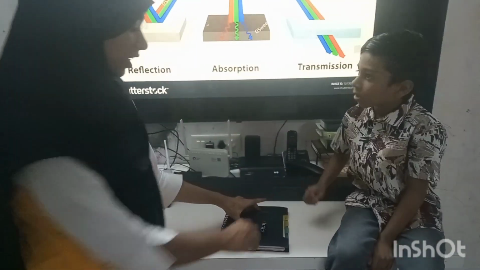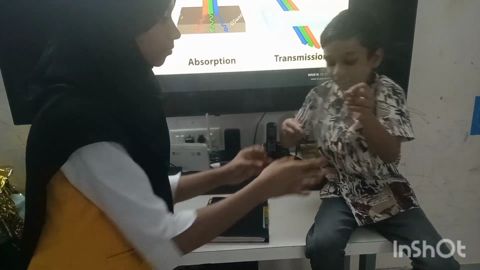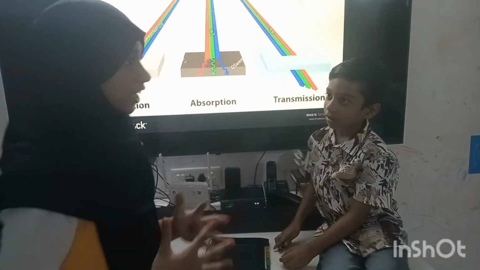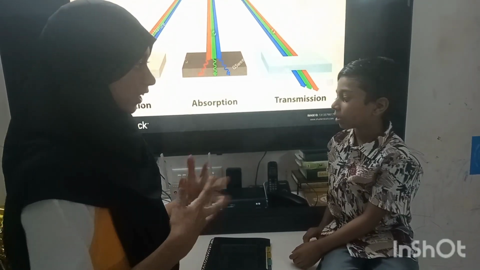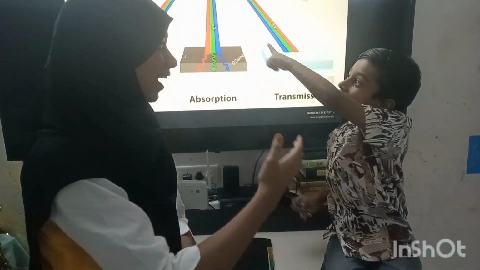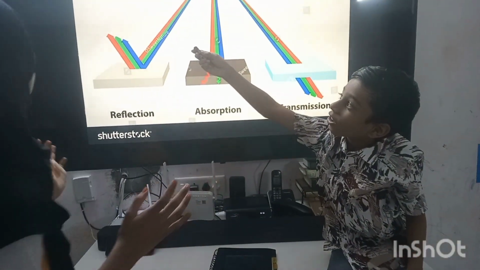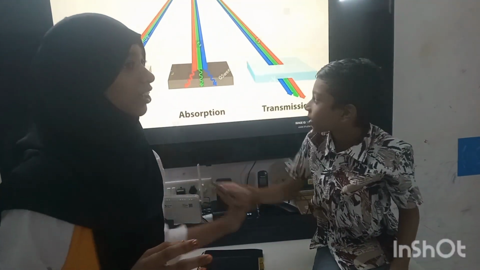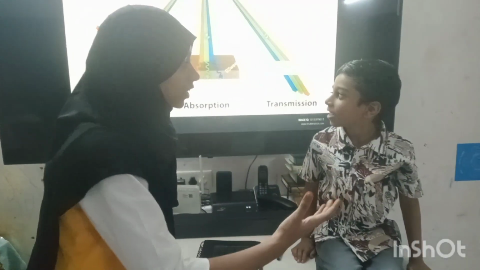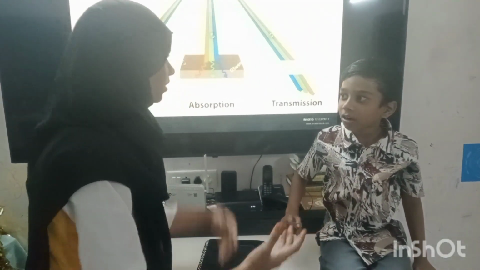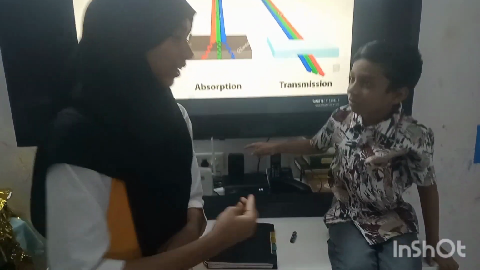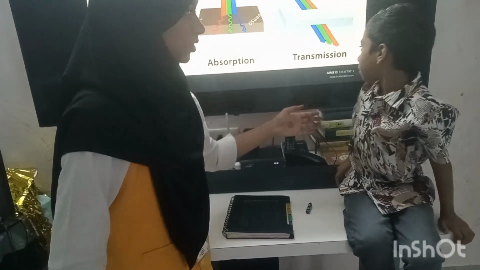Transmission mostly happens in things like glass. Can you say any other things which do transmission? Any ideas? Air. You can see through air, right? Yes. Air is transparent. The clock has a glass which does transmission, and also water. So what does water do? Transmission, absorption, or reflection? Absorption. No, you can see through it, right? Yes. So it is transmission, okay.